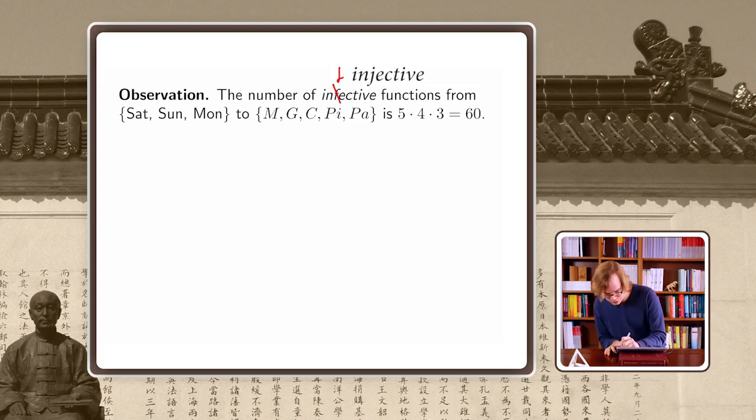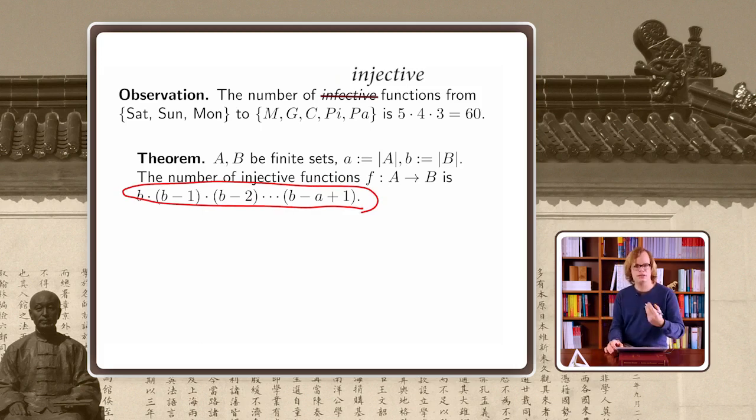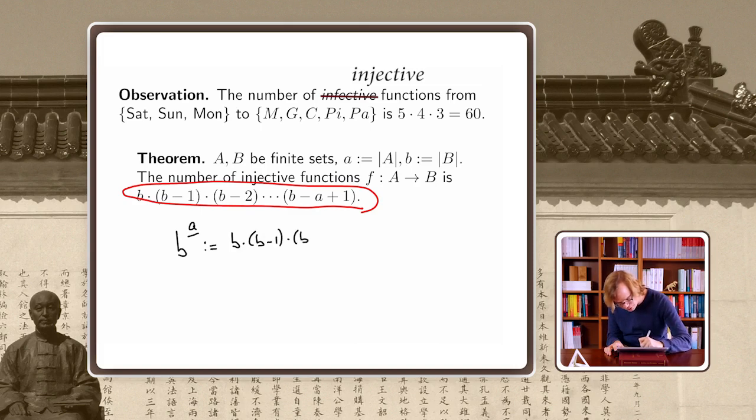And in general, if you have two finite sets A and B, then the number of injective functions is this expression here. And this is so important that I want to introduce a notation for this. This is very useful, but it's not completely standard in mathematics. So b to the a with a little line under it is just defined to be b times b minus 1, b minus 2, and you continue until you get a factors. And this is pronounced b to the falling a.